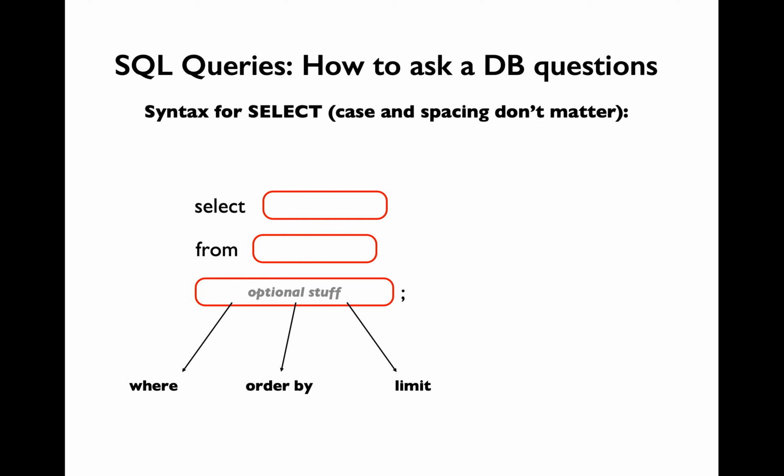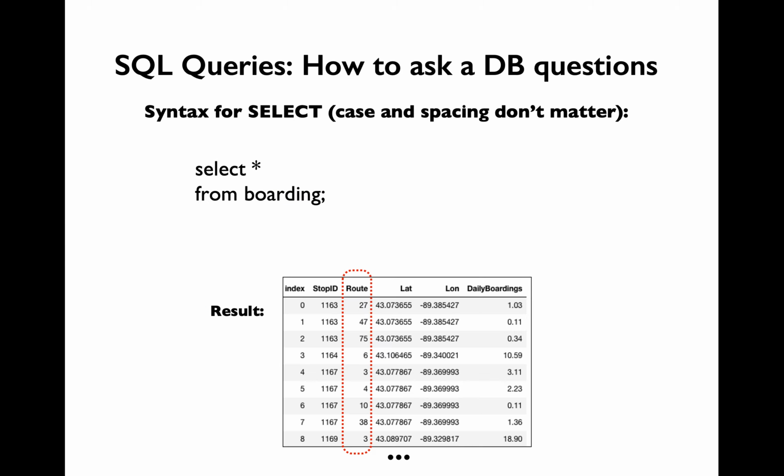Let's talk about the optional stuff now. We spoke about the where keyword and the limit keyword. I haven't mentioned what exactly is order by. We'll talk about each of these in detail with examples.